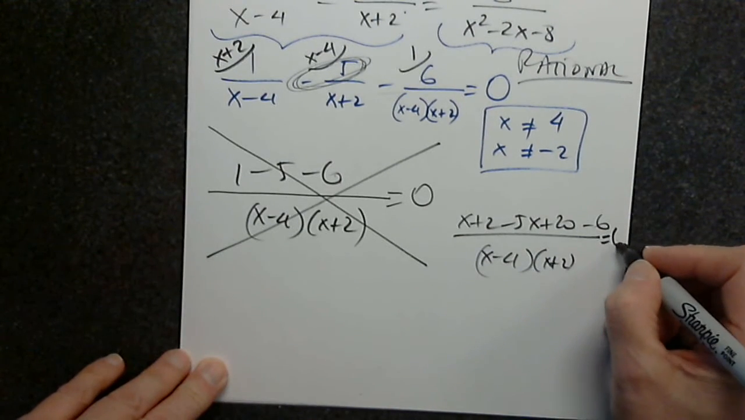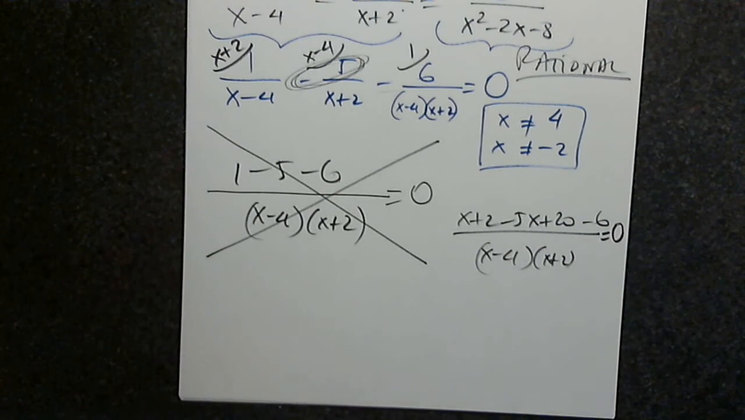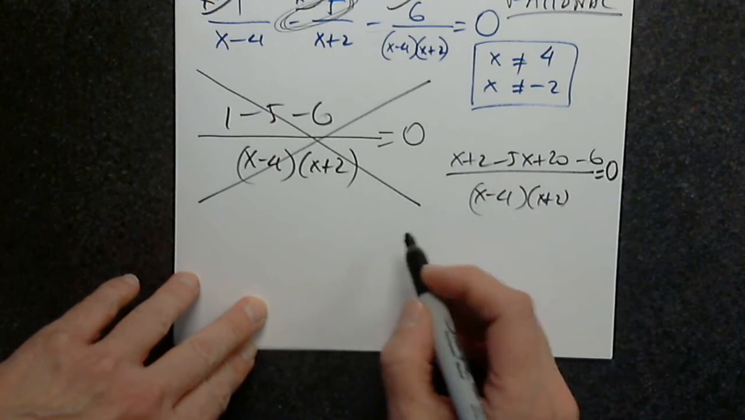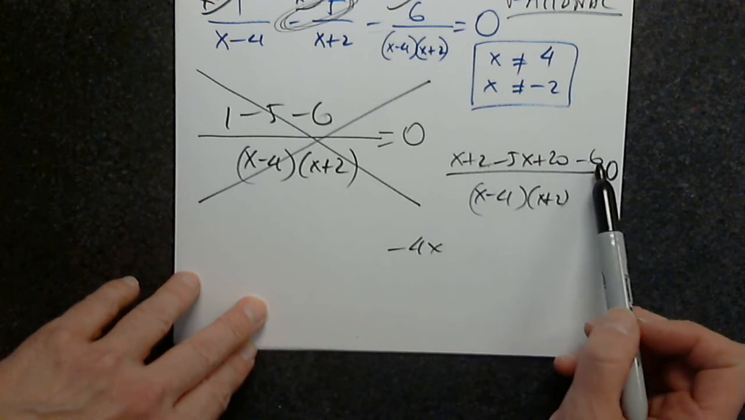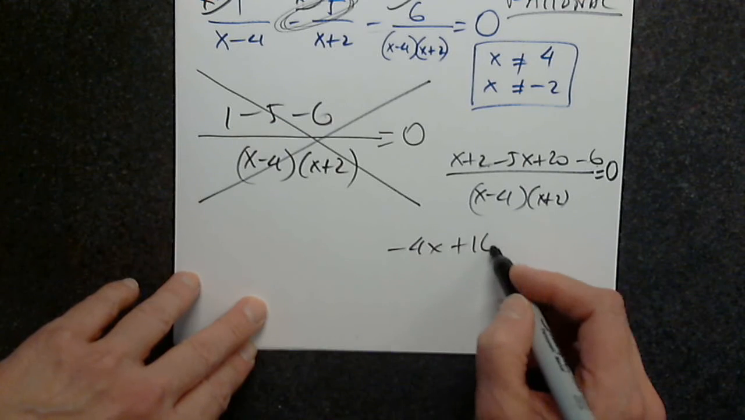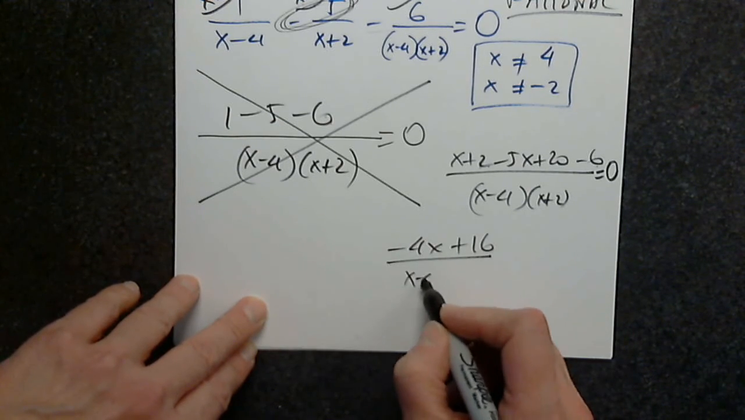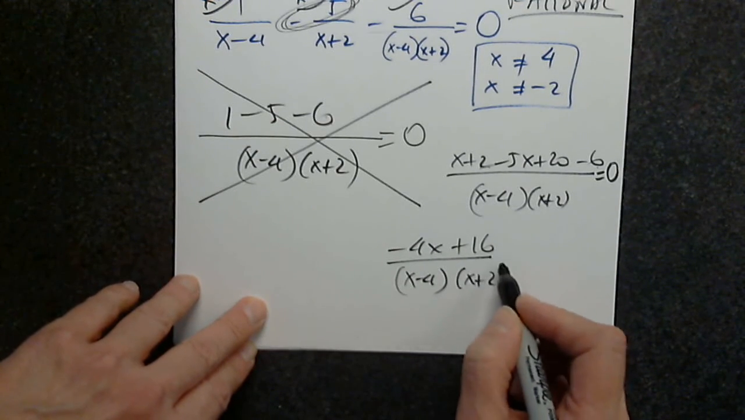But if I forget to write the equal symbol and 0, I will never solve. If I don't write this, then I just have a rational expression. I will not find x. So I have a left-hand side, an equal symbol, and the right-hand side. So now, combine like terms. This is negative 4x, and this is 22 minus 6, which is positive 16. Everything over x minus 4 times x plus 2.